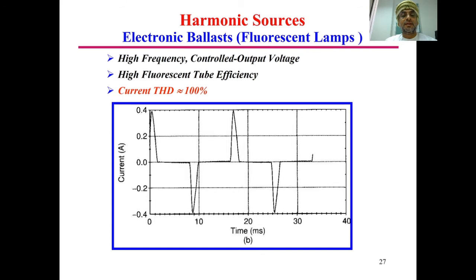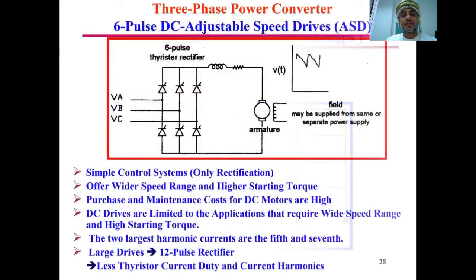This is again the current taken by the fluorescent lamp, because the fluorescent lamp uses either a magnetic ballast or an electronic ballast. Then there will be, of course, very high distortion in the waveform, and this is how the current looks like, and the total harmonic distortion for the current will even reach around 100%.